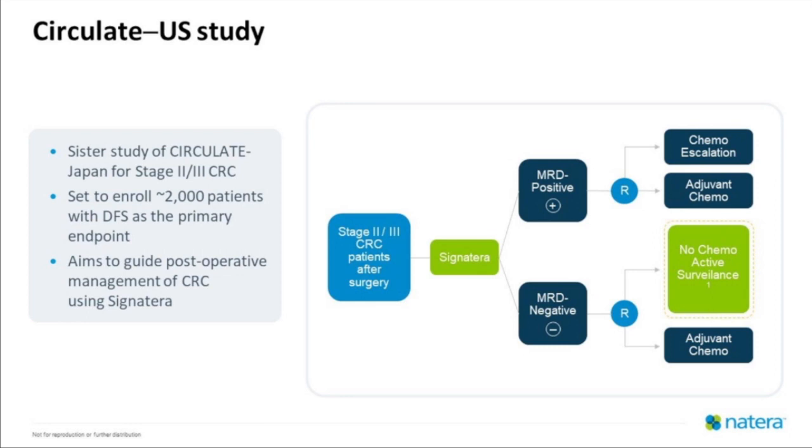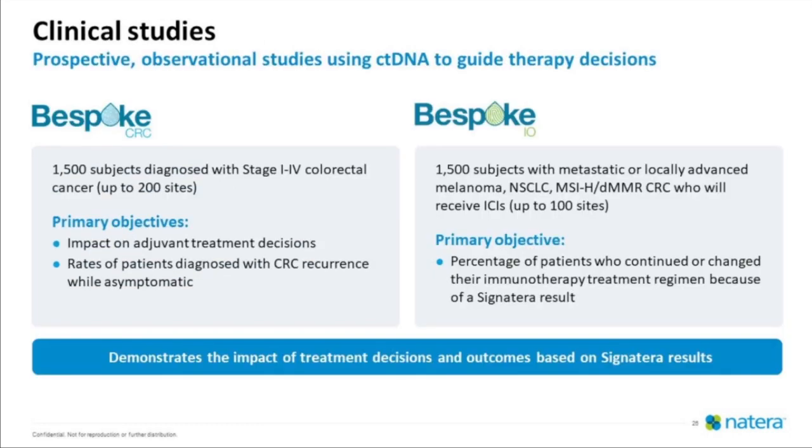This is the paradigm of the trial. Patients are tested for MRD post-surgery. If they have a positive test, they go on to either adjuvant chemotherapy or potential dose escalation of chemotherapy. If they're MRD negative, then they have an option of going on to randomize to either getting adjuvant chemotherapy or no active chemotherapy and surveillance, as would be compliant with current guidelines.